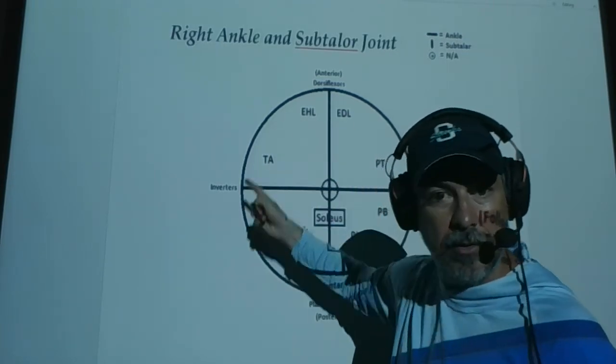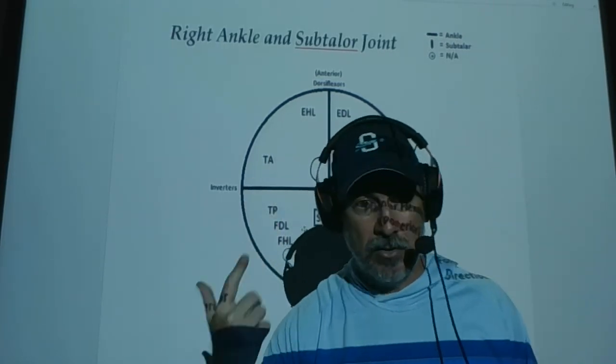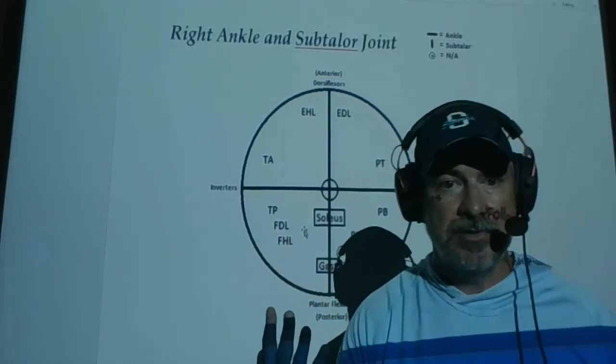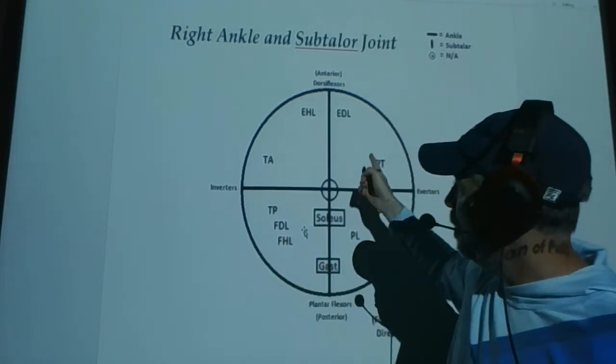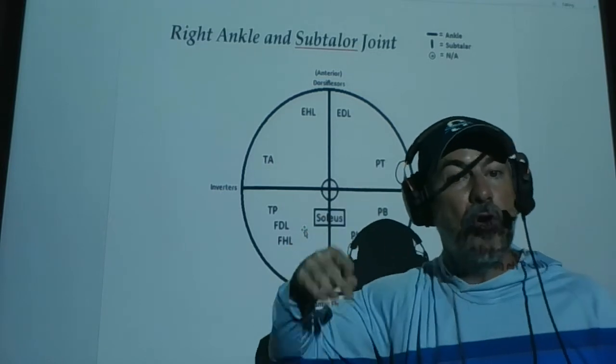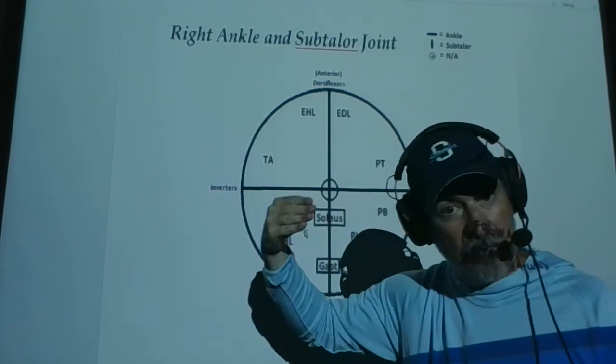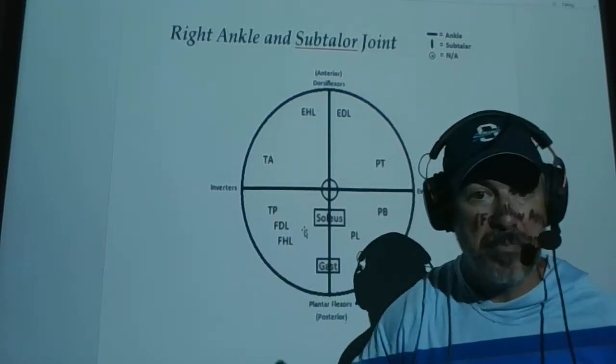Those people. Tibialis anterior, extensor hallucis longus, extensor digitorum longus, peroneus tertius. This helps me remember who they are. The circle helps me remember the functions.